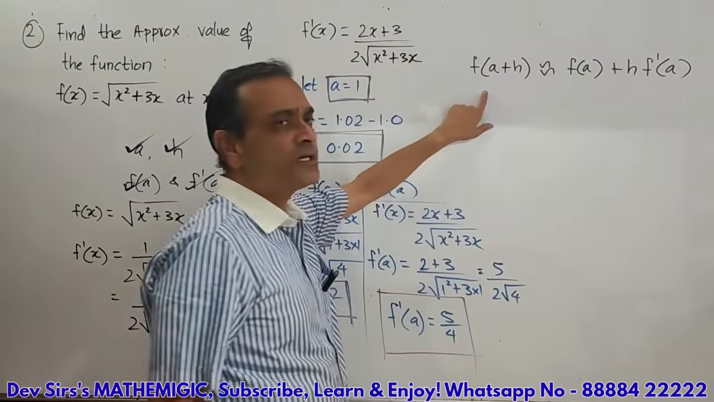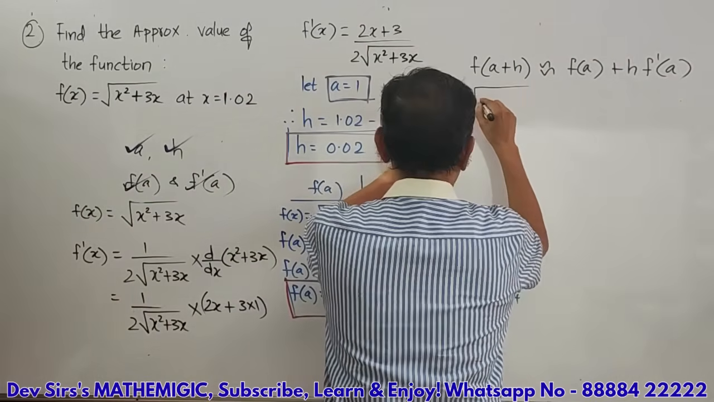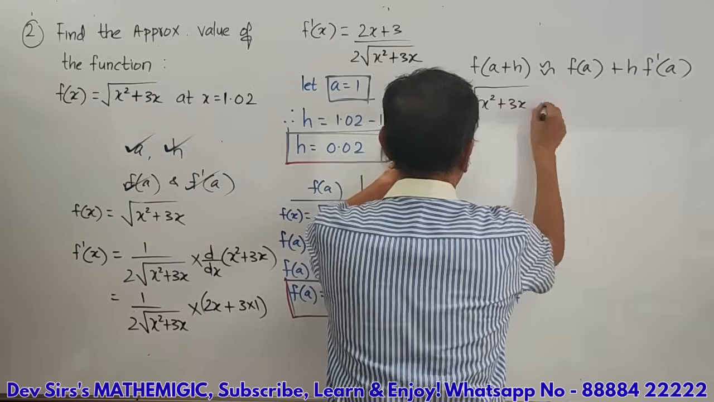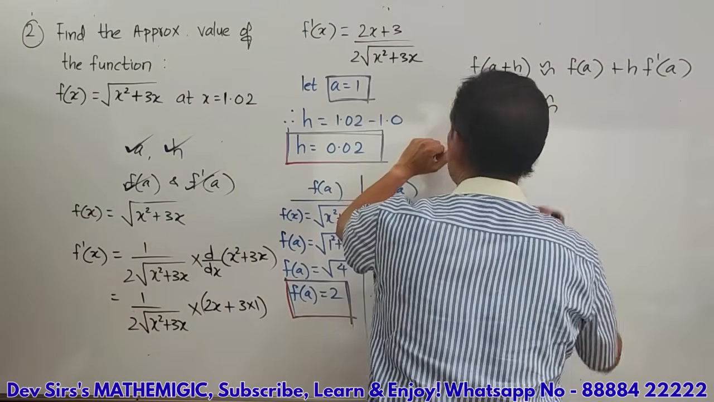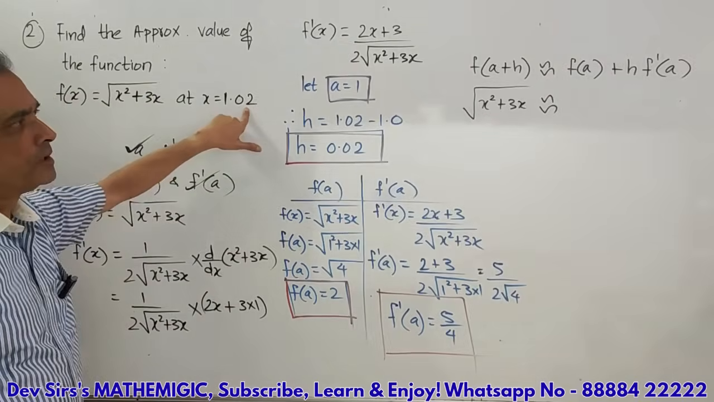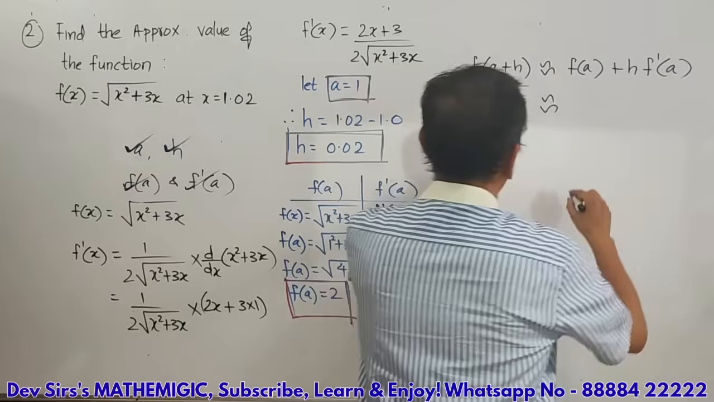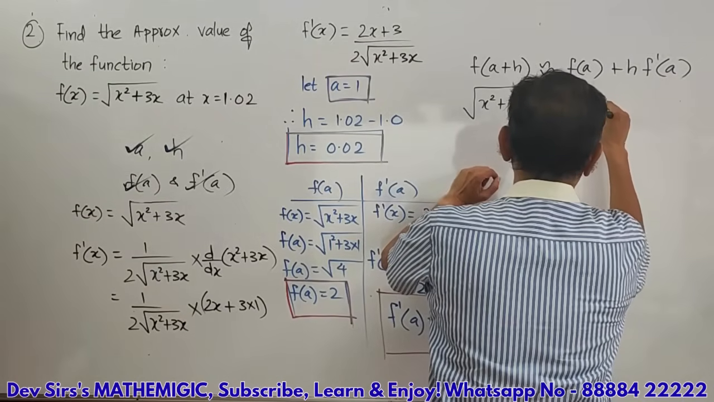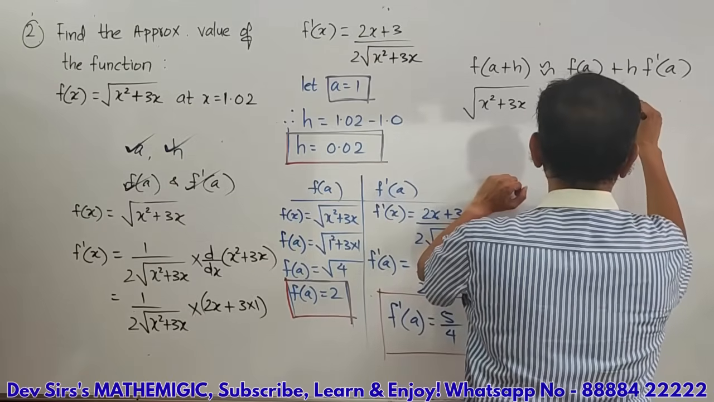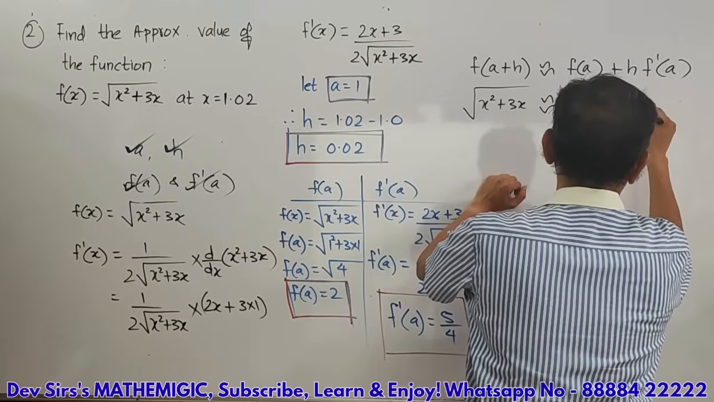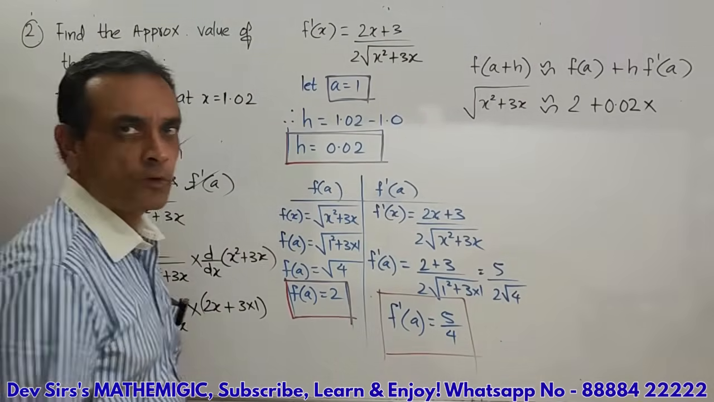So this function is a root function. The left side is not important, the right hand side is important. At this value 1.02, what is our answer for f a? f a is 2. What is the value of h? 0.02. What is the value of f dash a? 5 by 4.